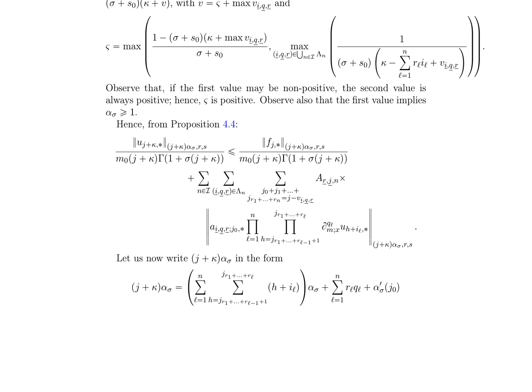This choice ensures that the first value of alpha may be nonpositive, while the second value is always positive, and thus alpha is greater than 1. From proposition 4.4, the authors obtain an estimate for u_{j,kappa}(x) in terms of f_{j}(x), which involves a sum over n in j, as well as the product of a_{r,j,n} and I_{q,r,j0}(x).